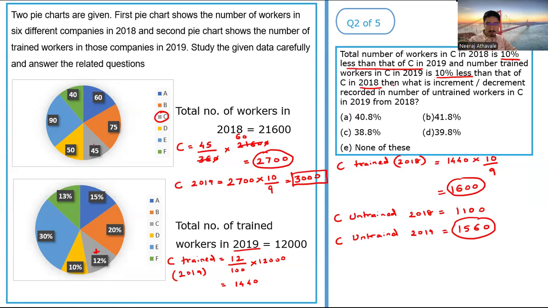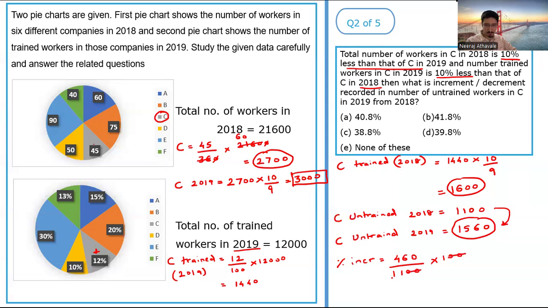Now, what is the required percentage? Then, what is the increment or decrement recorded in the number of untrained workers in C in 2019 from 2018? So, we have to find out this percentage increase. So, you can see it is an increase. So, percentage increase of the difference is of 460 upon 1560 into 100. Now, sorry, the denominator will be the initial value. The initial value is 1100. So we get it like this.